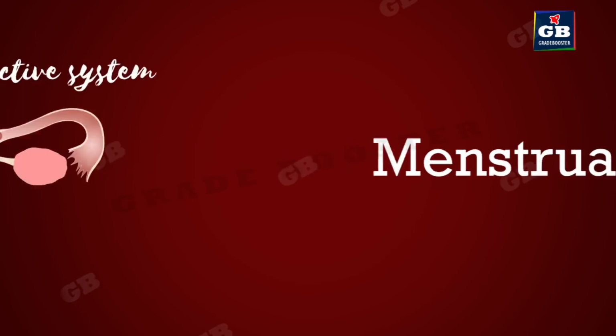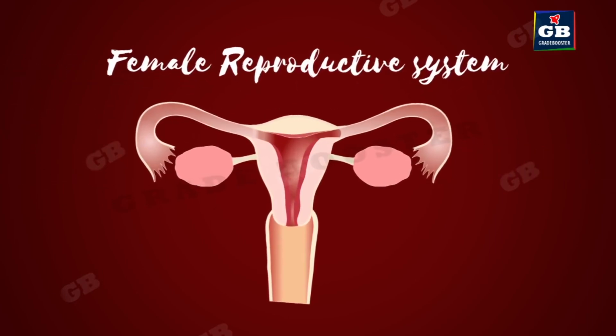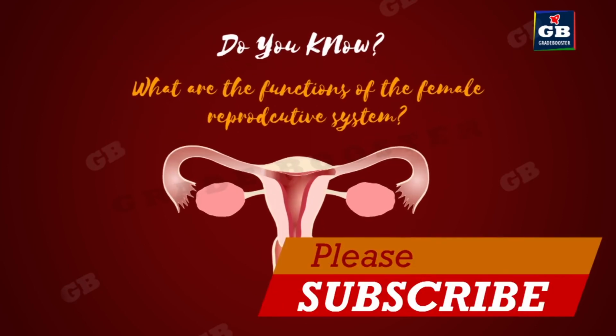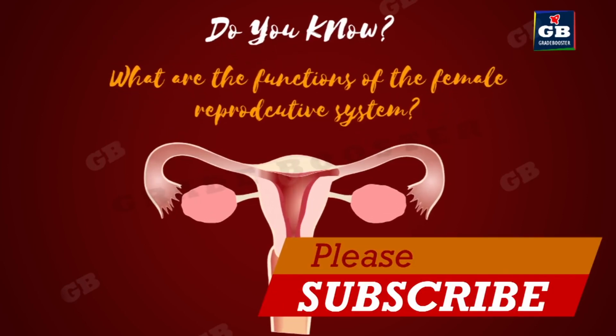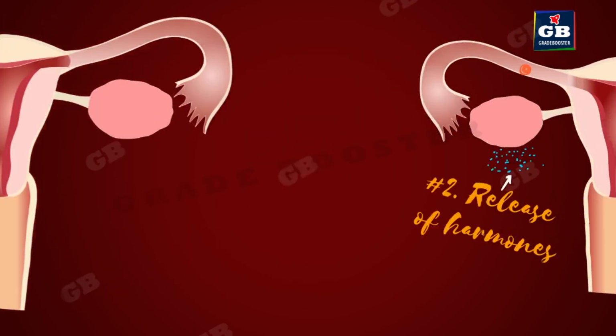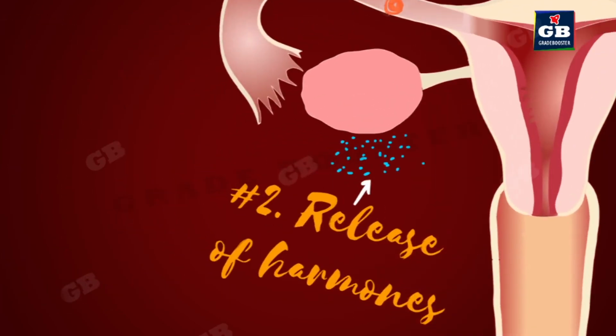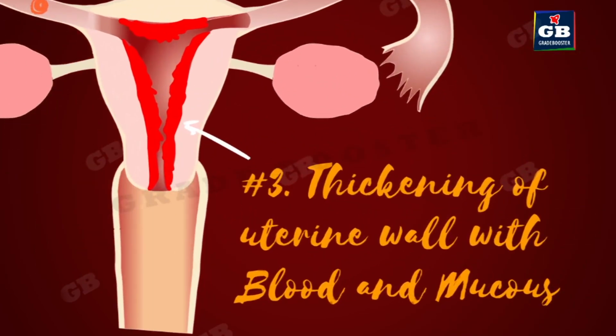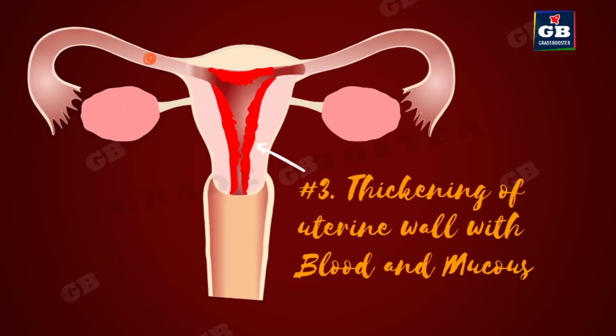Menstrual cycle. Do you know the functions of female reproductive system? The female reproductive system has the following functions. 1. The ovary releases egg cell for fertilization. 2. It also secretes some hormones to make changes in the uterus. 3. The uterus gets prepared to host the embryo till it is completely grown into a baby.